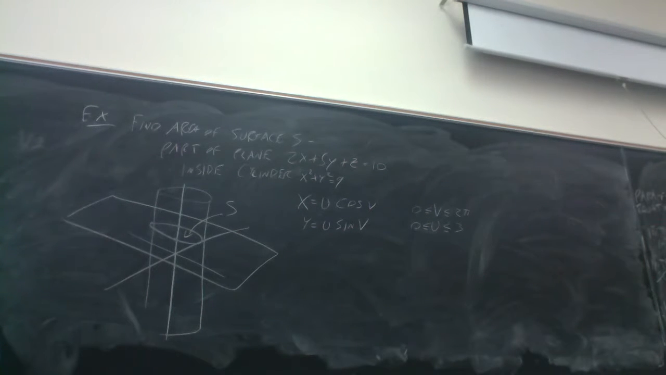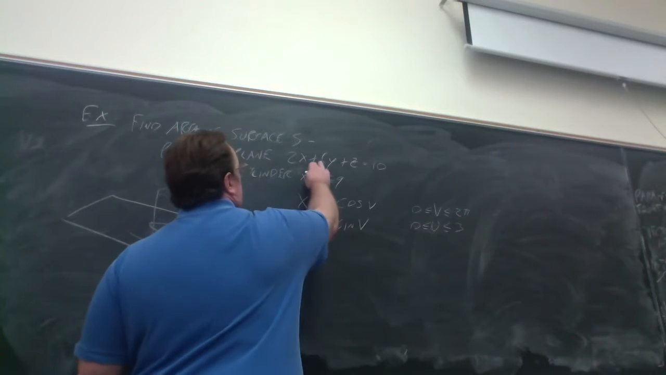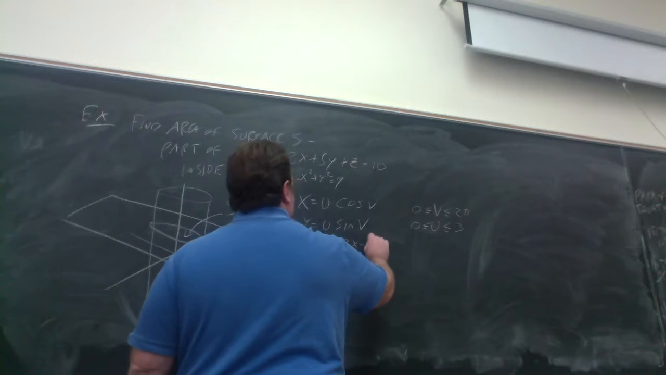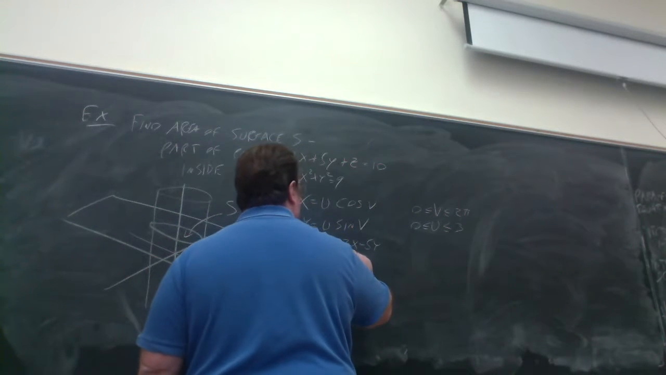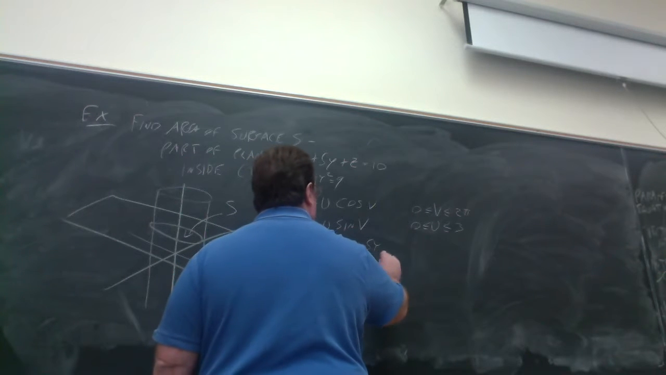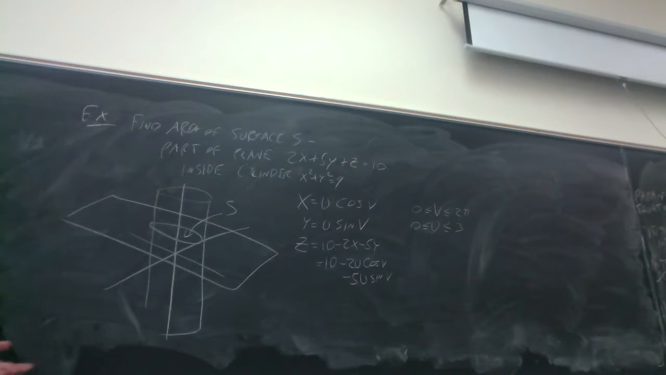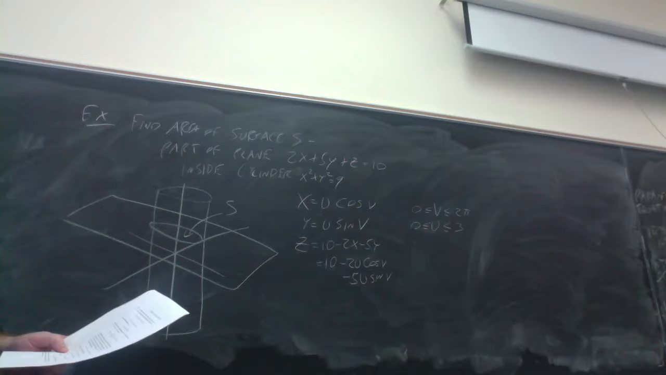The only thing that's left is z. But z, you can take this equation and solve it for z. So that's 10 minus 2x minus 5y, but then you can fill in what x and y are. So 10 minus 2u cosine v minus 5u sine v, and then you're done. Then you have the parametric equations of your surface. So any questions about where the parametric equations come from?